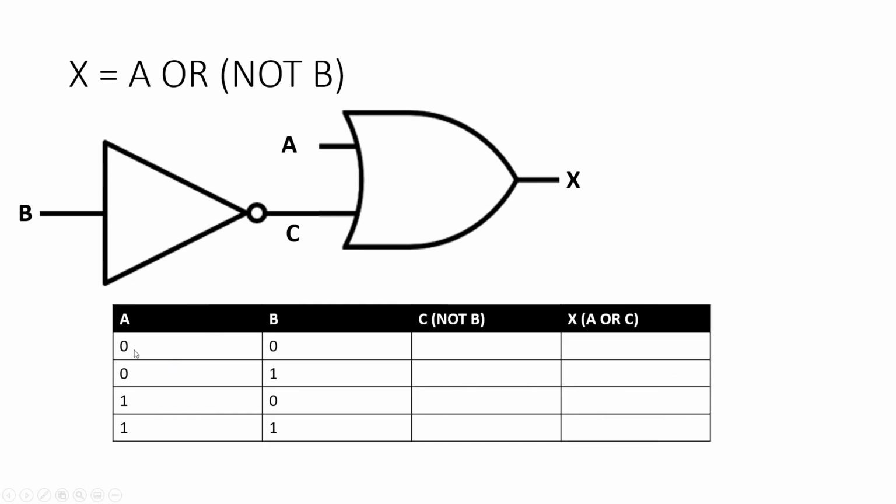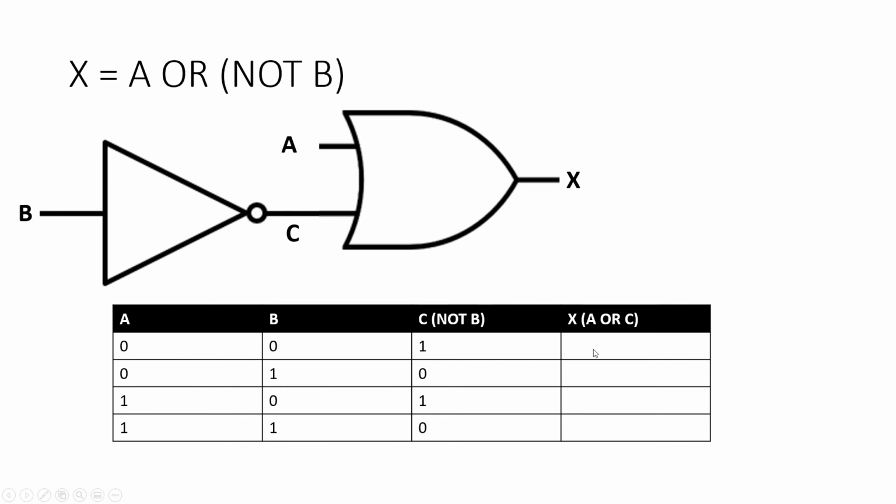Again, counting up in binary, 0, 1, 2, 3. First one, the working output was not B. So what's not B? So what's not 0? 1. What's not 1? 0. What's not 0? 1. And what's not 1? 0. Then that output, C, which is this column here, is going to be ORed with A. So A and C together are going to give us this column.